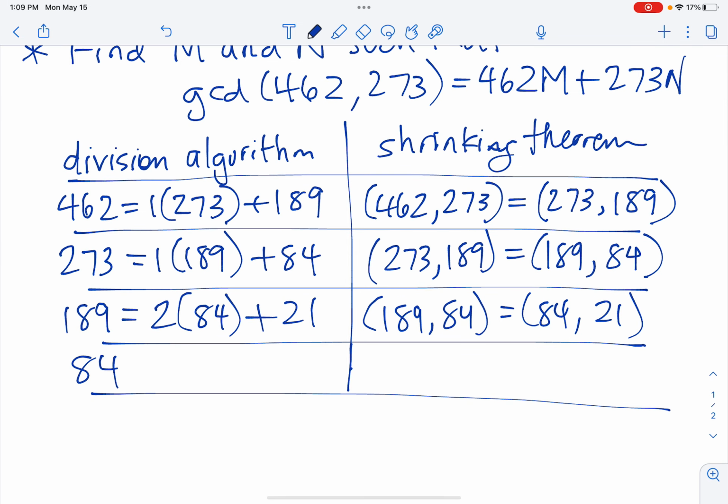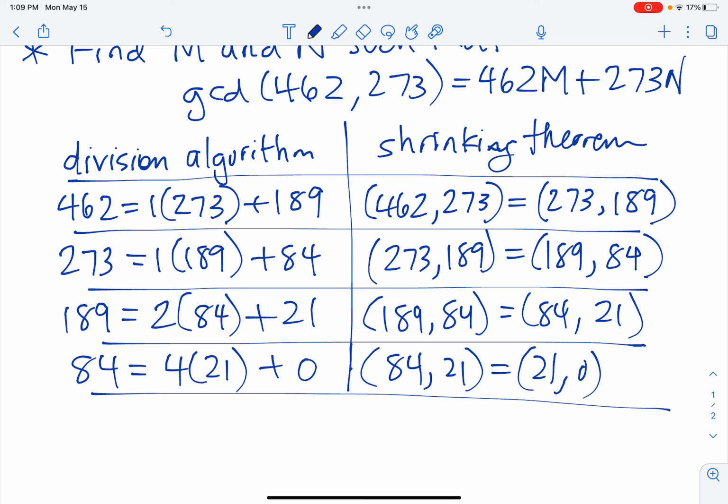I think one more time should do it because 21 goes evenly into 84. Or if you subtract 21 four times, you'll get a remainder of 0. So that means we're done. Once you get the remainder of 0, it's going to shrink to (21, 0), which is just 21. So here the GCD is 21.